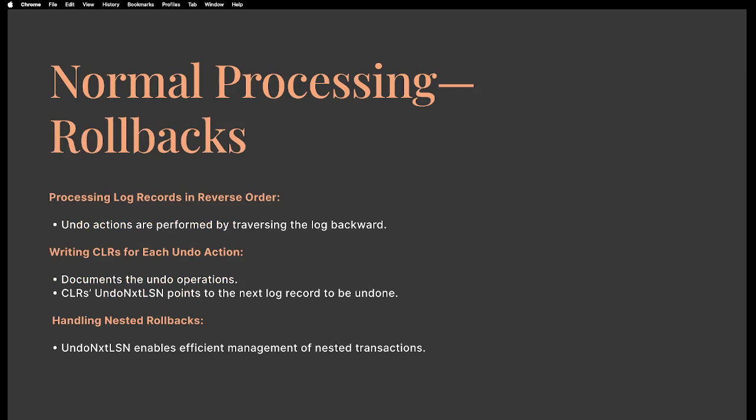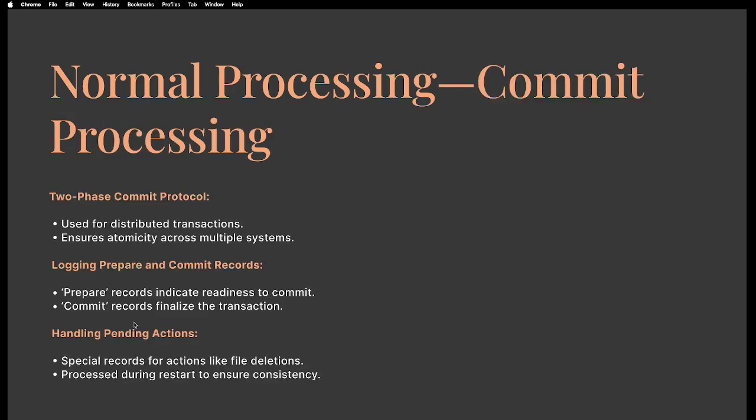So next thing to know will be about normal processing rollbacks. When a rollback occurs, ARIES processes the transaction's log records in reverse order, undoing each action. For every undo operation, a CLR is written to record that action. The undo next LSN field in CLRs will point to the next log record to undo, which is particularly helpful because it helps in managing nested rollbacks efficiently. So first thing is processing log records in reverse order, second one is writing CLRs for each undo action, and the third thing is handling the nested rollbacks.